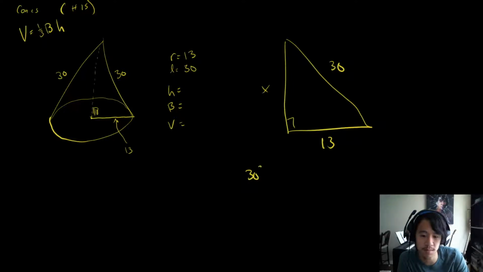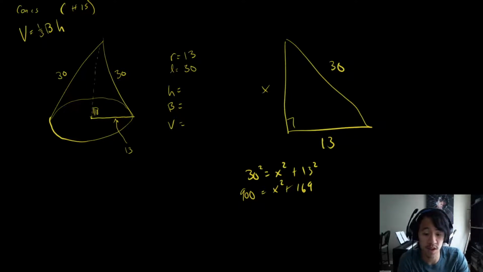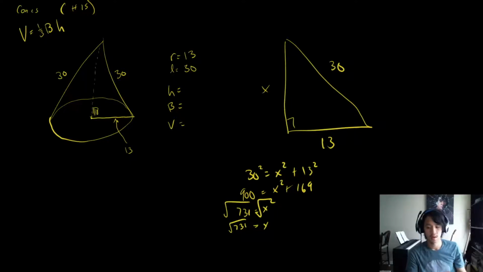We got 30 squared equals x squared plus 13 squared. So 30 squared is 900. X squared is just x squared. And 13 squared is 169. So now we just got to subtract. So this is 731 equals x squared. Now to get x by itself, we got to square root both sides. So x is equal to square root of 731. All right, so now I have no clue what square root of 731 is. So we're going to plug it into the calculator.